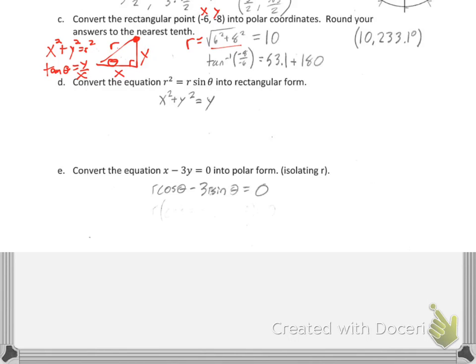And that would be 6 squared plus 8 squared gives you 100. Square root of 100 is 10. And then, hey, if tangent of theta is y over x, doesn't that mean the inverse tangent of y over x is theta?